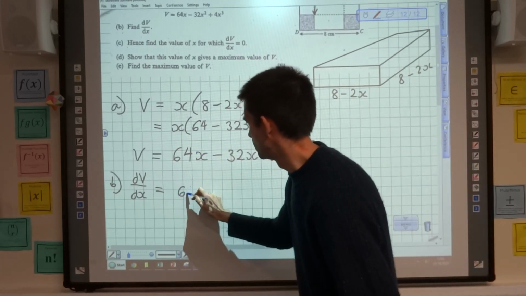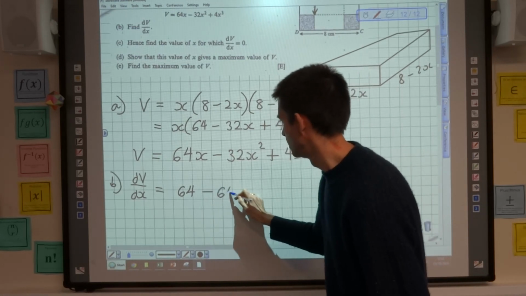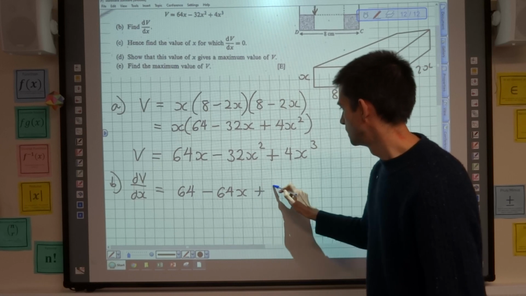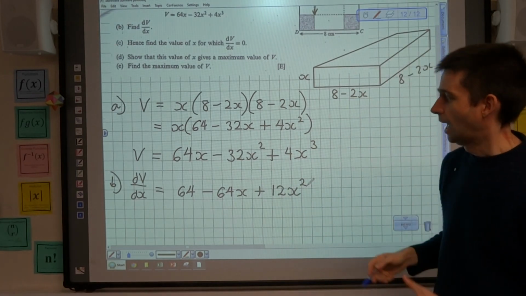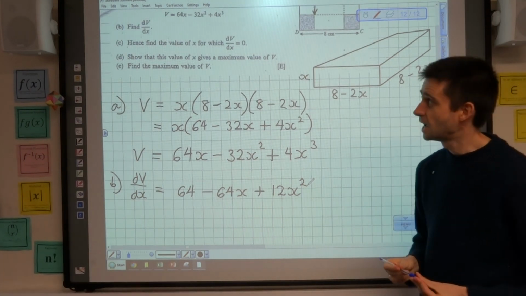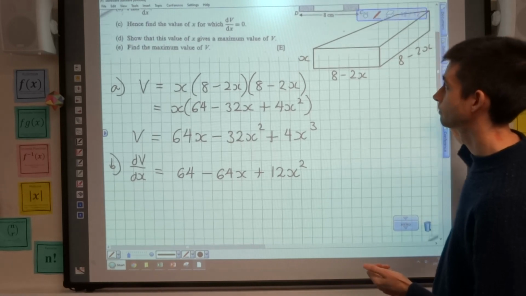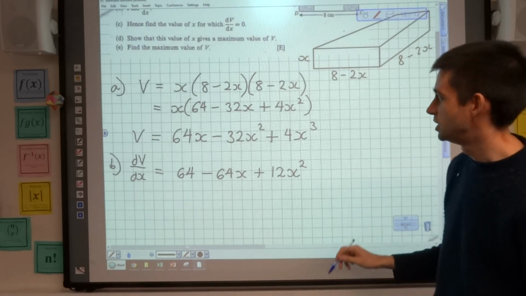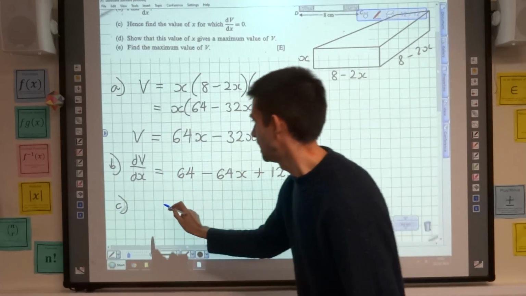64x is going to differentiate to 64, 32x squared is going to differentiate to negative 64x, and 4x cubed will differentiate to 12x squared. And that is my expression for dV/dx. Part B done. Part C is saying, hence find the value of x for which dV/dx equals 0. So for part C, here's dV/dx.